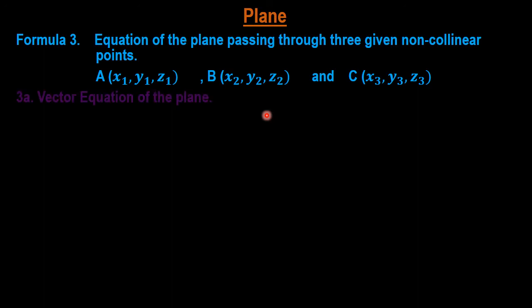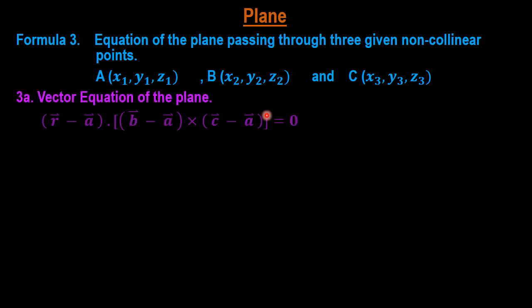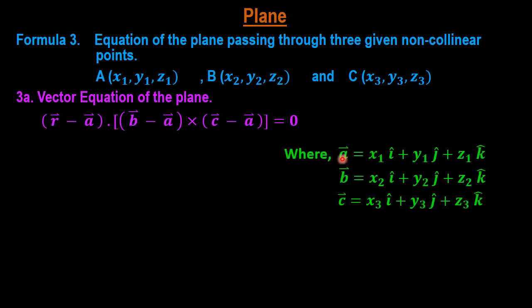Then in this case, the vector equation of the plane will be given by (r vector minus a vector) dot (b vector minus a vector) cross (c vector minus a vector) equals 0, where a vector equals x1 i plus y1 j plus z1 k, where x1, y1, z1 are the coordinates of the first point, and similarly b equals x2 i plus y2 j plus z2 k, where x2, y2, z2 are the coordinates of the second point b, and similarly c vector equals x3 i plus y3 j plus z3 k, and here x3, y3 and z3 are the coordinates of the third point.